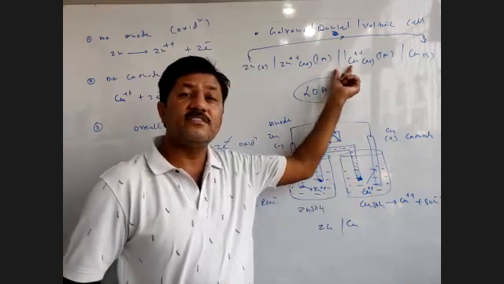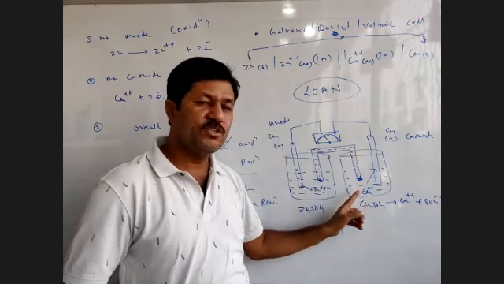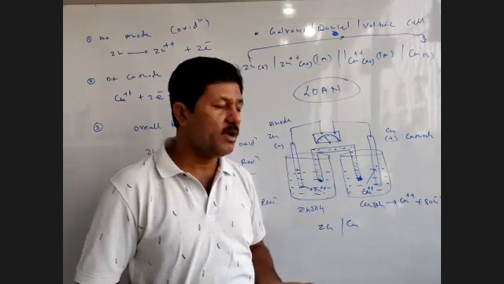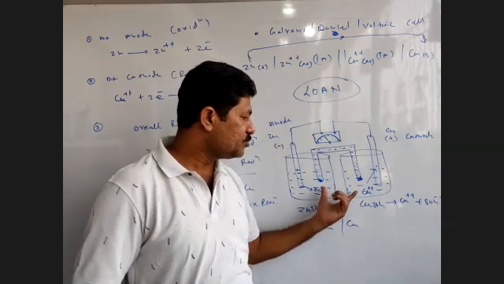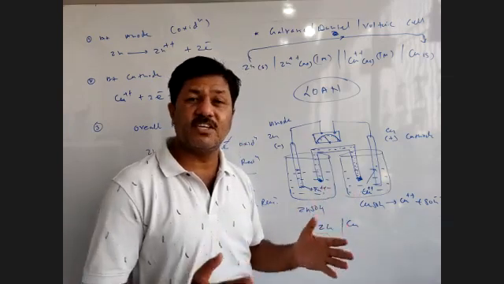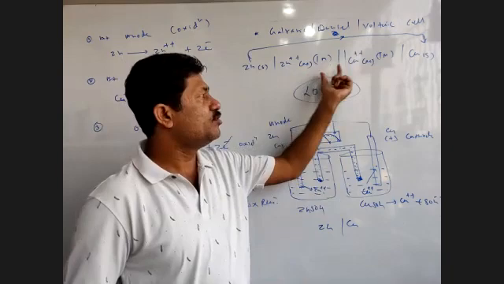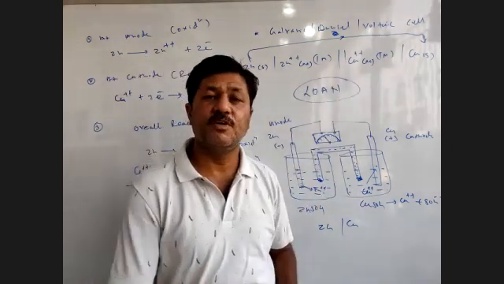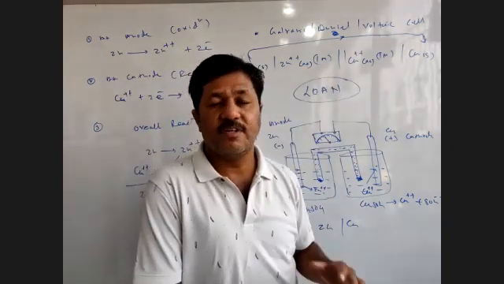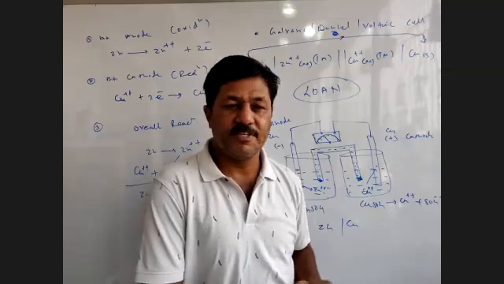Double vertical line indicates the salt bridge. This is the salt bridge which separates both of the solutions but maintains the electrical contact between them. And a lot of information like aqueous solutions concentration has to be mentioned in the square brackets wherever they are. So this is the cell representation.